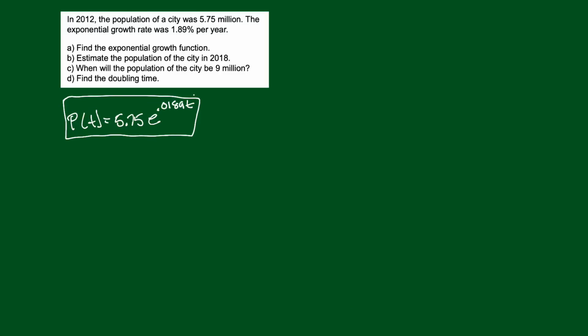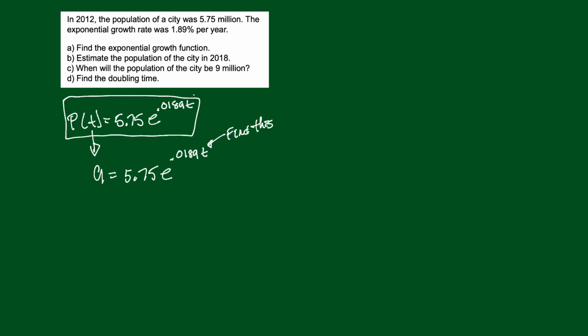In part C, we are trying to find when the population will be 9 million. So when? Now that means find t, right? When, that's the time. So what I want to do is use this formula to find t when the population is 9 million. So here's what we have. I want this to be 9 million. That's equal to 5.75 e to the 0.0189t, and we are trying to find this t.